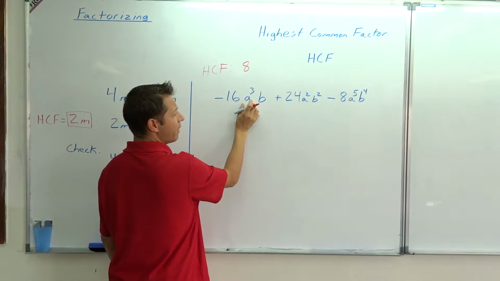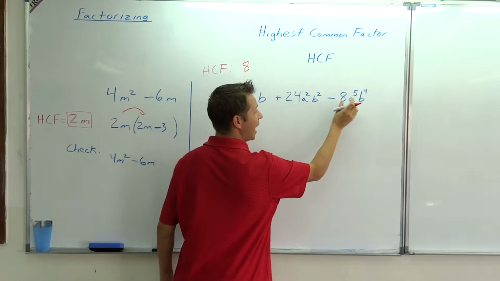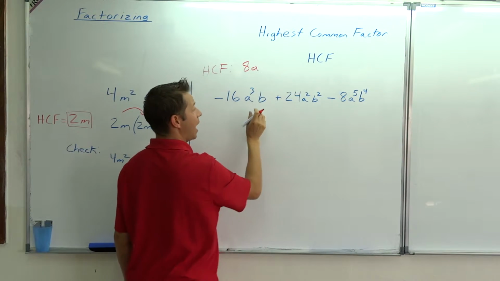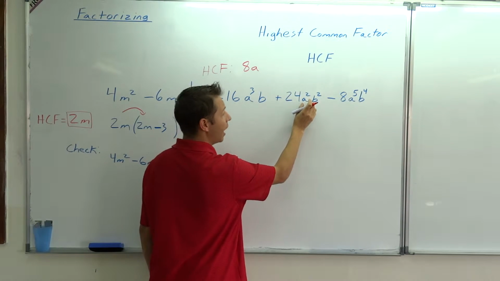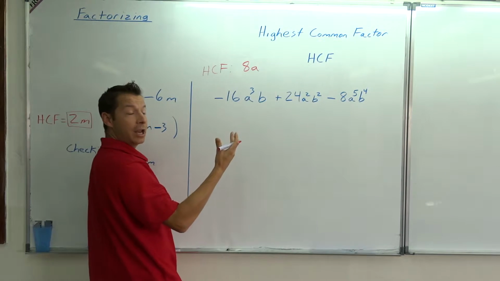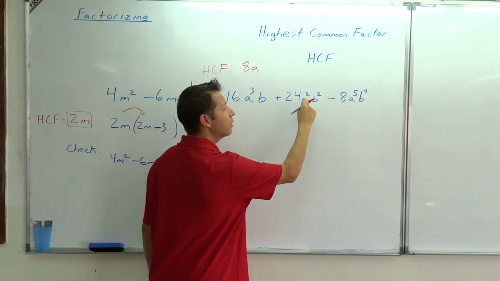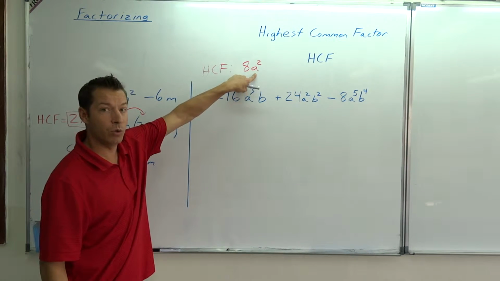So now I have to find out, as far as variables, is there at least an a term in each one? The answer is yes, there's at least an a. Now, is there at least an a squared in each one? Well, there's a cubed here, a squared there, a to the fifth. Yes, there's at least an a squared. Is there at least an a cubed? Yes, there's an a cubed here. Here there is not. So the largest variable to the highest exponent would be a squared.